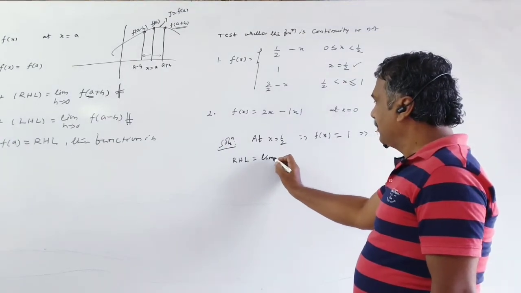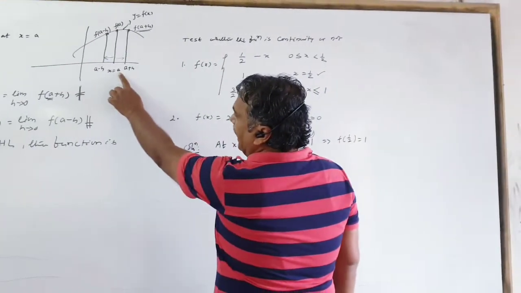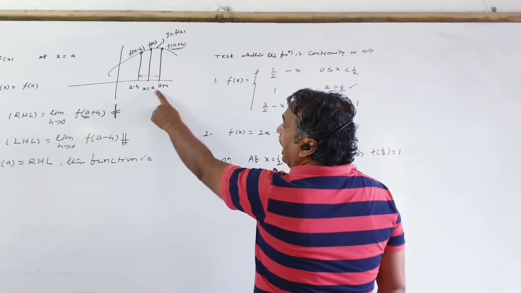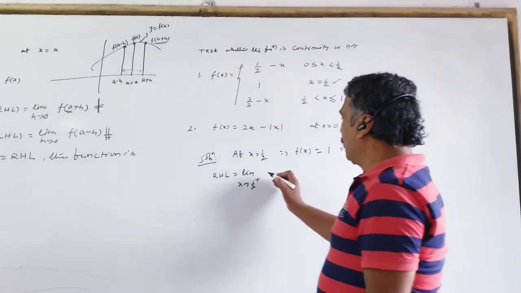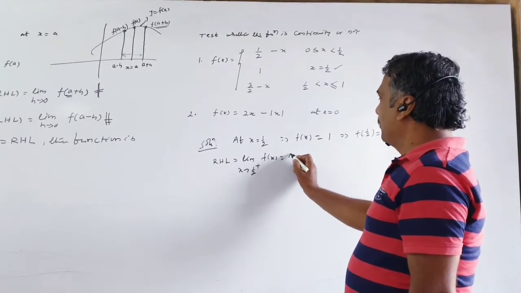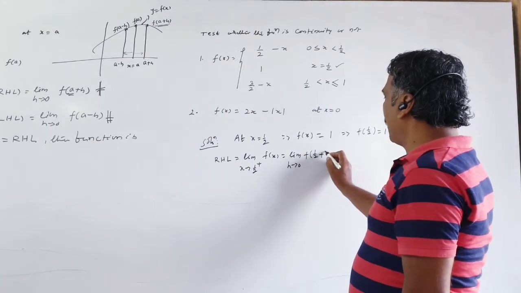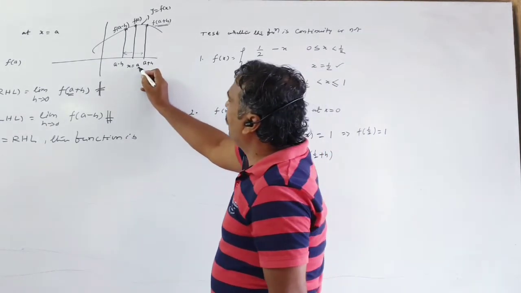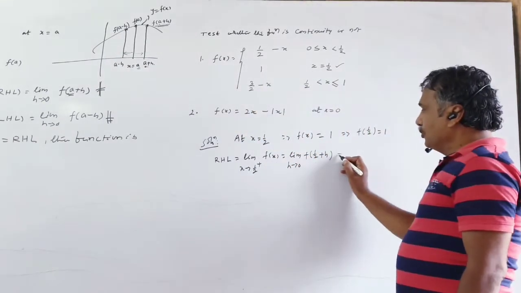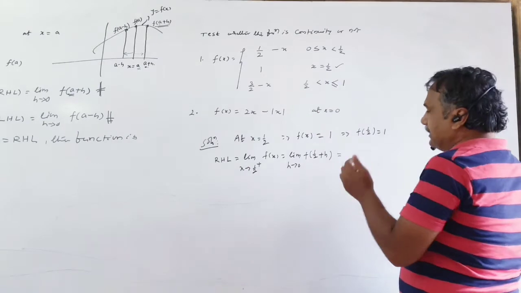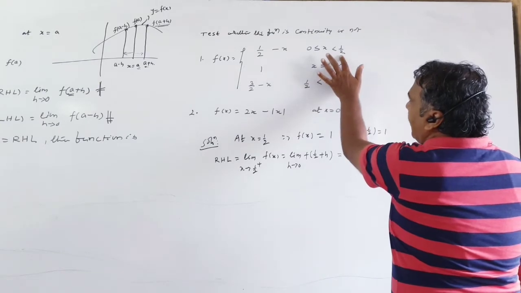So limit x tends to half plus. Let us say at x equal to a equal to half plus h, right hand side. Okay. So f of x equal to, now limit h tends to 0, f of half plus h. Now here a equal to half, so half plus h. Okay. So out of these two, which one exists? Now half plus means greater than half. Okay, greater than half means this one. Here this is less than half. This is greater than half.